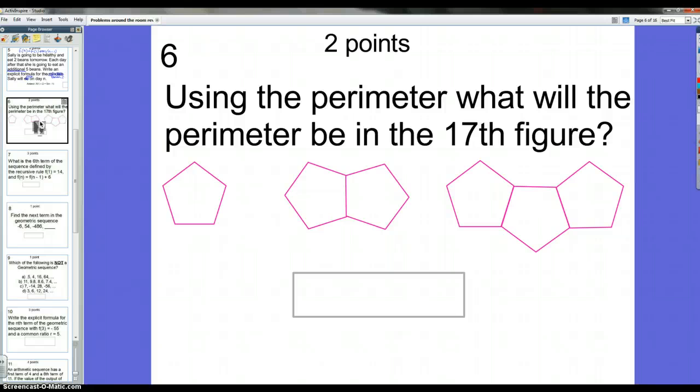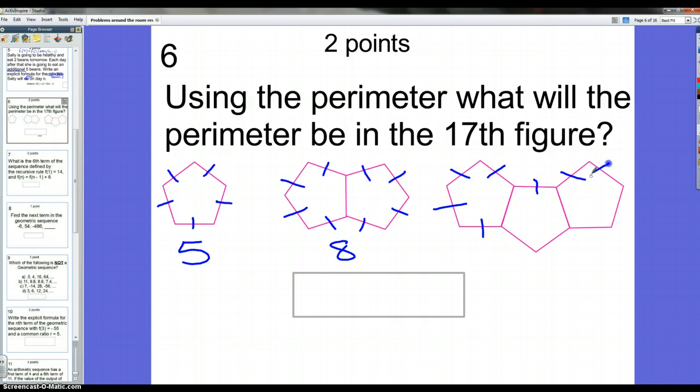The next one, using the perimeter, what will the perimeter be in the 17th figure? So the perimeter here is 1, 2, 3, 4, 5. 1, 2, 3, 4, 5, 6, 7, 8. Perimeter is just the outside. So 1, 2, 3, 4, 5, 6, 7, 8, 9, 10, 11. So it goes from 5 to 8, 8 to 11. That's adding 3. So we want the perimeter in the 17th figure. So we could keep adding 3 until we get to the 17th one.